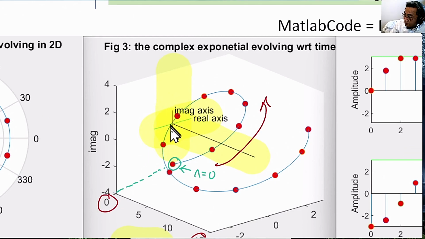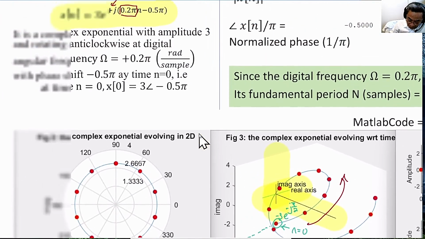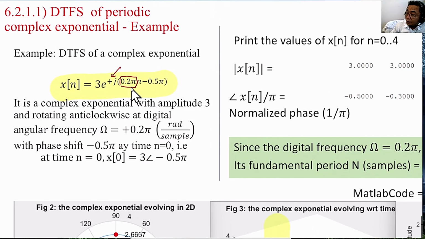It is along the imaginary axis with amplitude 3, and the angle is minus j pi over 2. How did I get this number? Well, if you substitute n equals 0 into this equation, this term goes to 0, and it is 3 e^(j times minus 0.5 pi). So this is exactly 3 e^(minus j pi over 2).